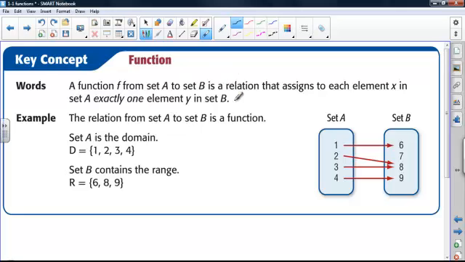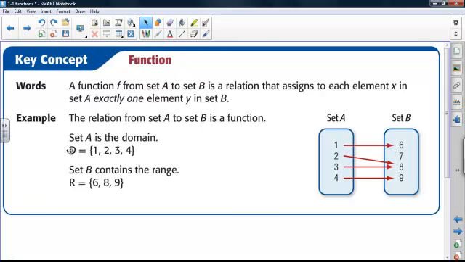And all this is saying is that for each thing that is in this set A, it maps to exactly one thing over here. So 1 goes to 6, 2 goes to 8, 3 goes to 8, and 4 goes to 8. Now you'll notice that this 8 has 2 and 3 going to it. That's okay. What we can't have is 2 going to 8 and 2 going to 7. This is breaking the rules. Therefore, it's not a function.